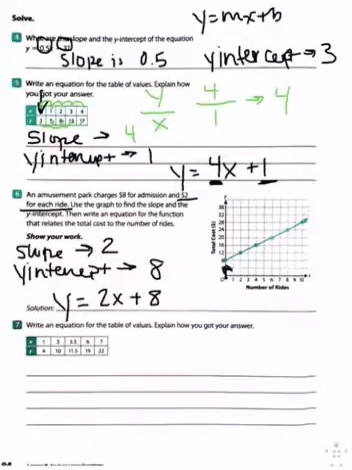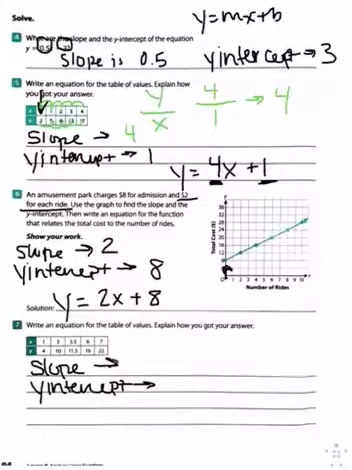Problem number 7. Write an equation for the table of values. Explain how you got your answer. So, we need to find the slope and the y-intercept. So, looking at our chart, we have to write the equation y over x.